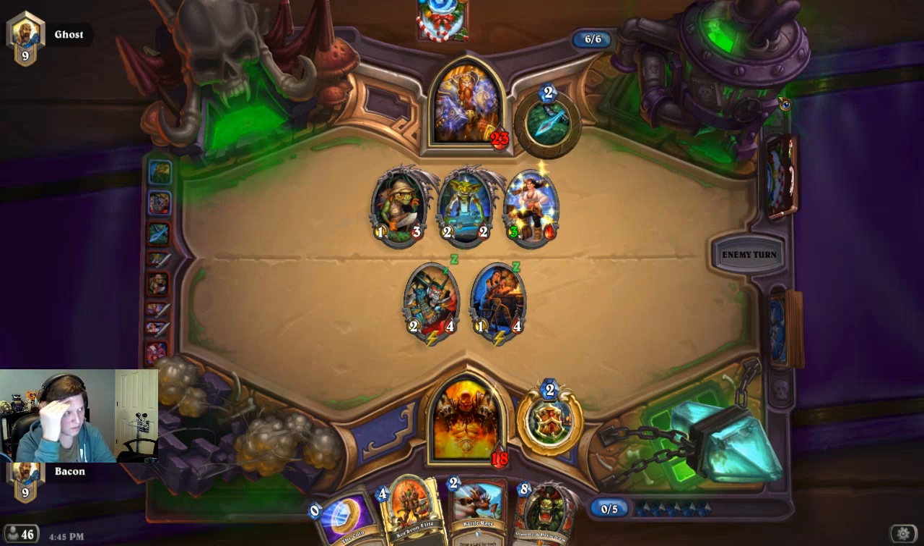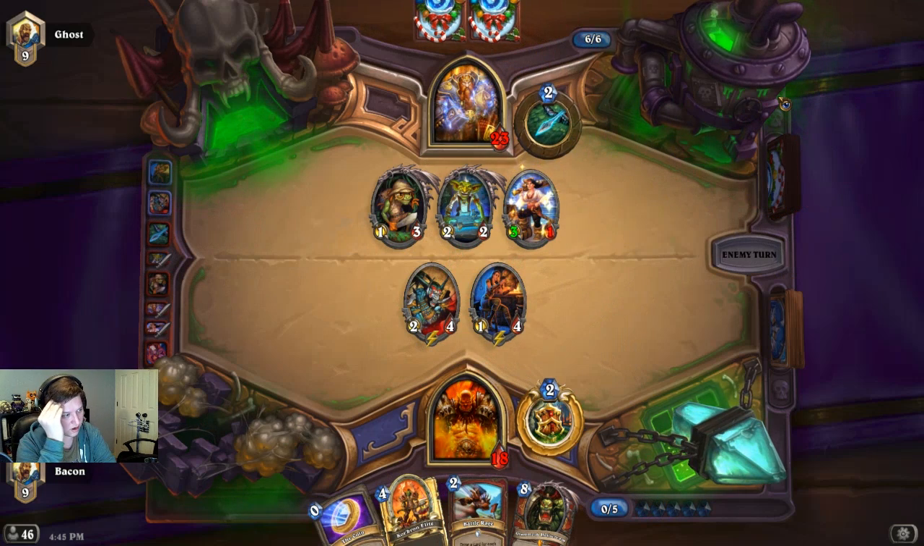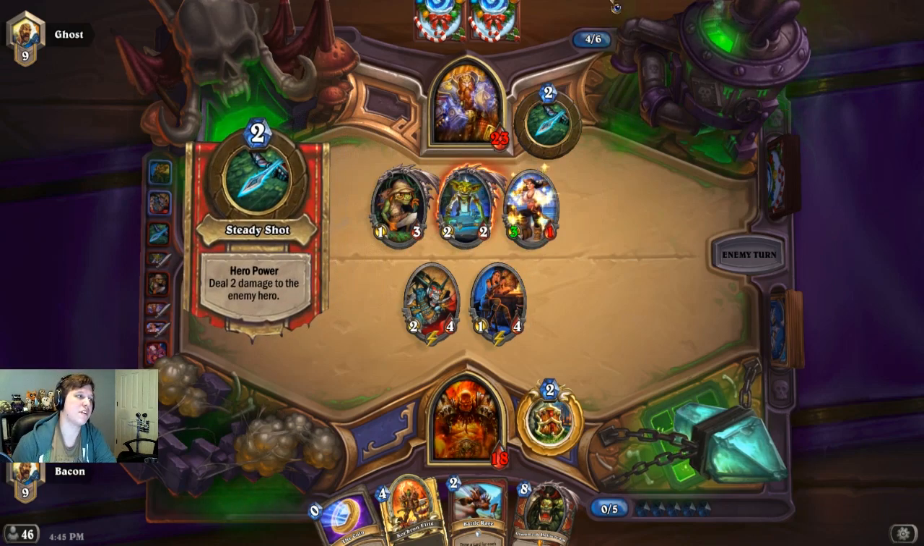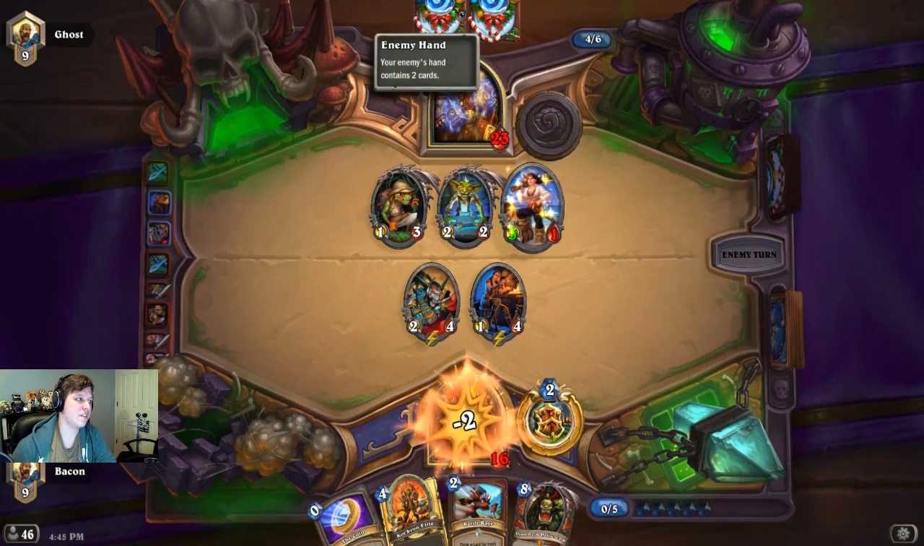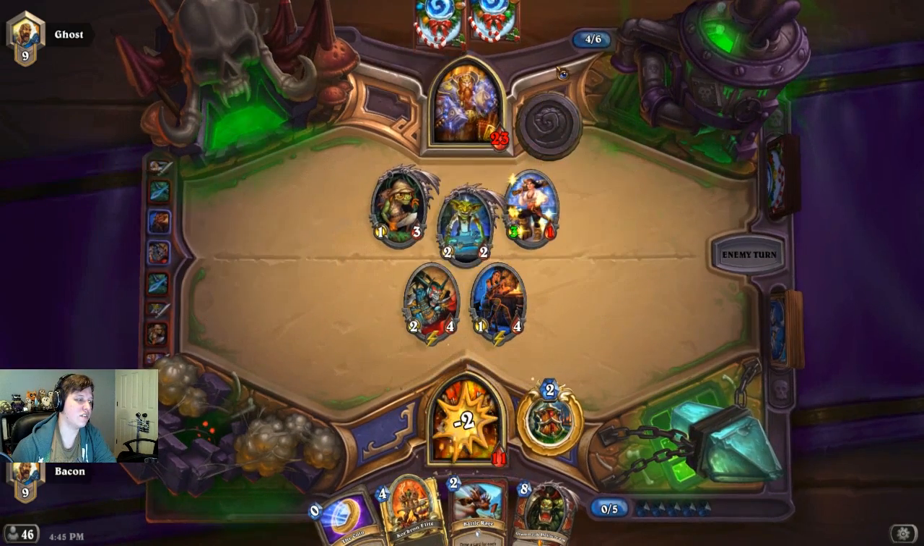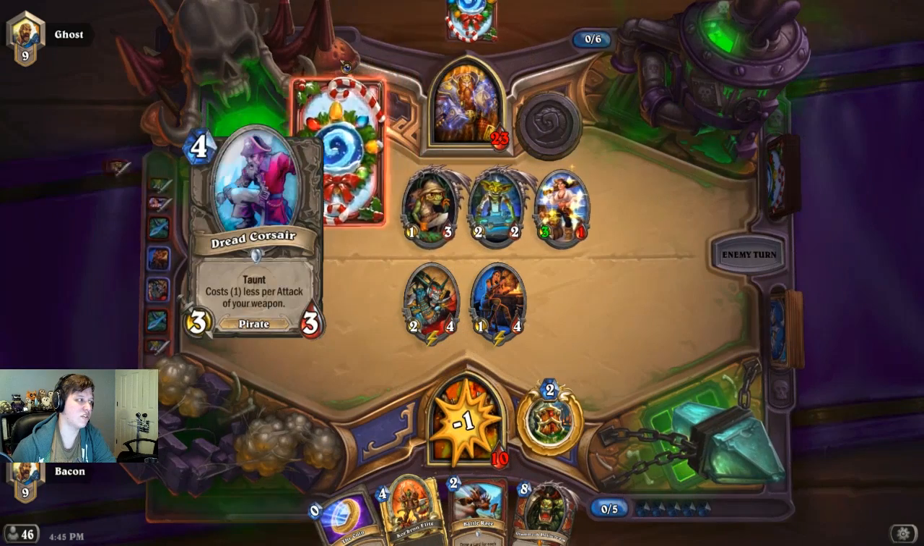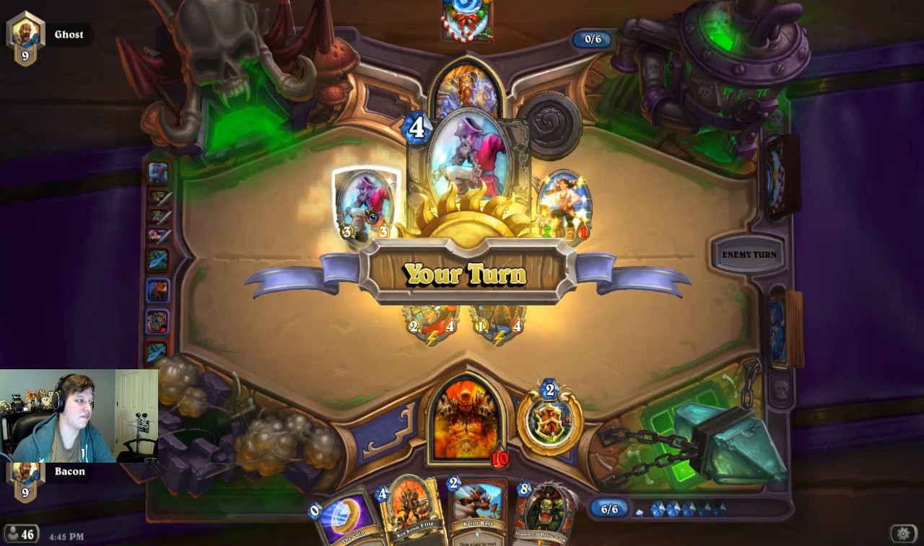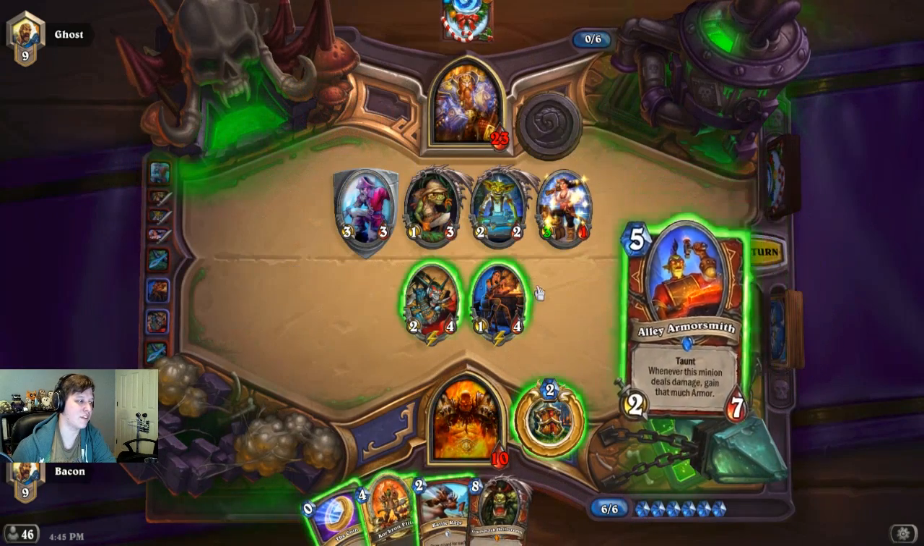So the best option here is undoubtedly an Arcanite Reaper, right? Arcanite Reaper upgrade. And they do not have it. So what are the cards they could have here? Okay. That's pretty bad for them.